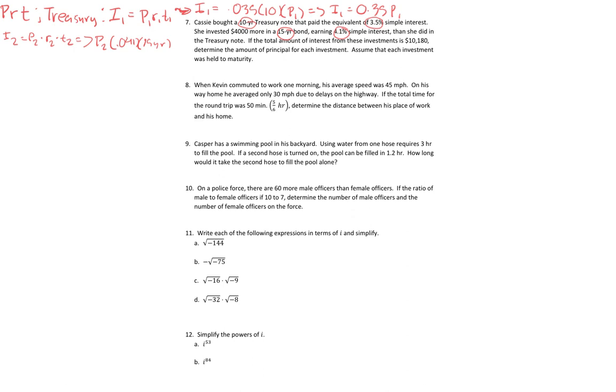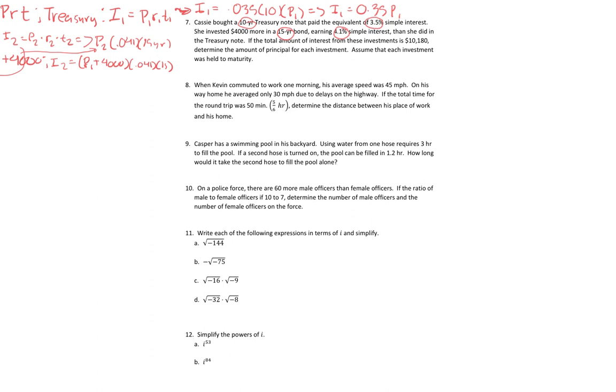And now it also gives us some very helpful information up here, right? It says she invested $4,000 more in this bond. So if we can write another equation for that, P2 is going to be equal to our P1 plus 4,000, right? So then we can just substitute this into our second interest equation. And so we're going to get I2 is equal to P1 plus 4,000 times 0.041 times 15.